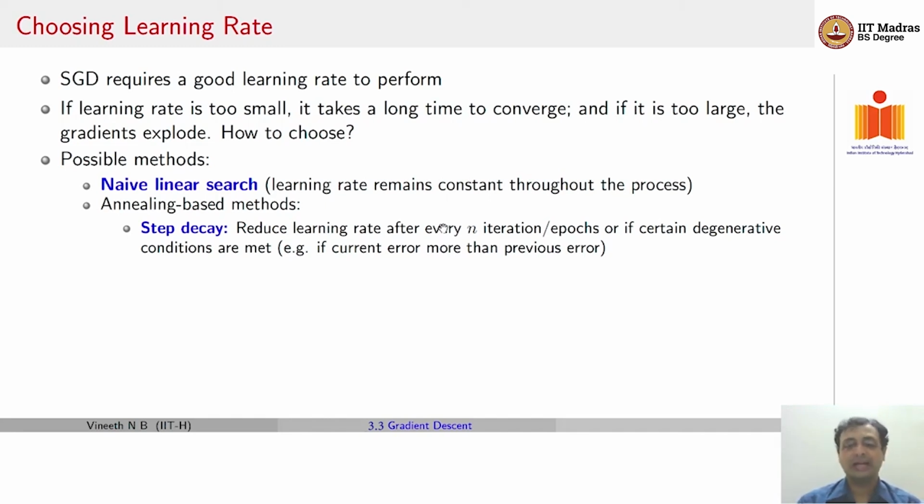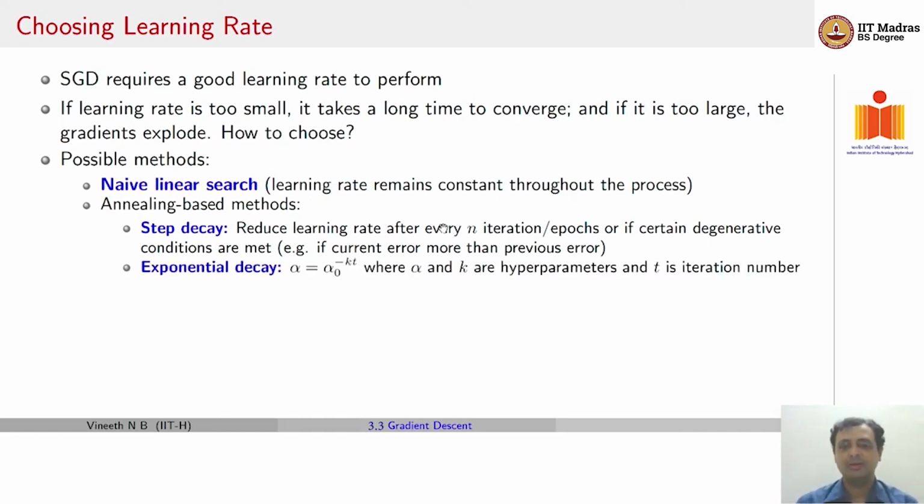The idea here is that as you keep training over iterations and epochs, you're probably getting closer to your minima. And when you get very close to your minima, you want to take small steps so that you reach your minima and don't overshoot it. That's the reason for reducing the learning rate over time. That's called step decay. Another popular option is known as exponential decay.